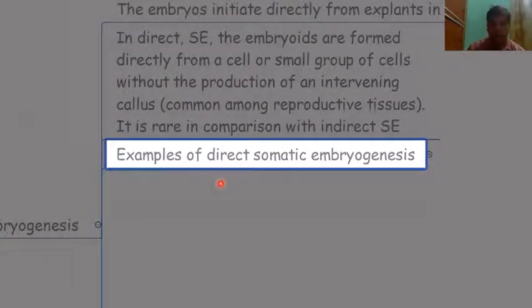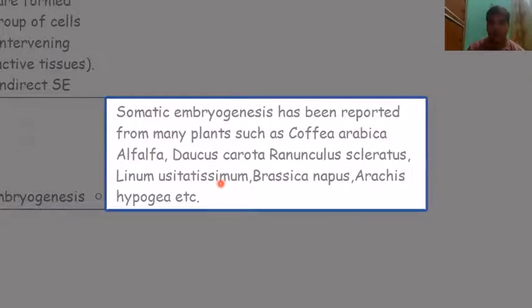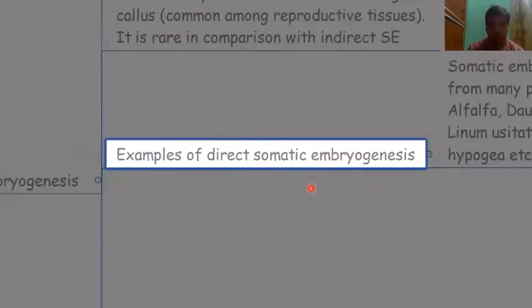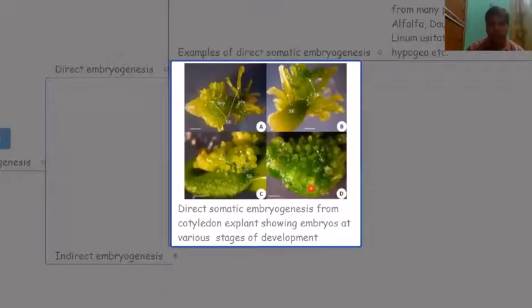Here we can cite a few examples of direct somatic embryogenesis. There are a number of plants in which direct somatic embryogenesis has been observed, like Coffea arabica, alfalfa, Daucus carota, Ranunculus sceleratus, Linum, Brassica, and other species also. Here you can see a picture showing direct somatic embryogenesis from an explanted material. You can see the direct embryos protruding out. So this kind of response in vitro is called direct embryogenesis.